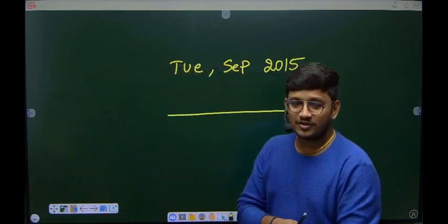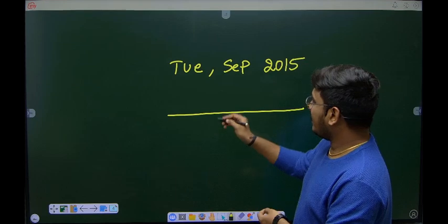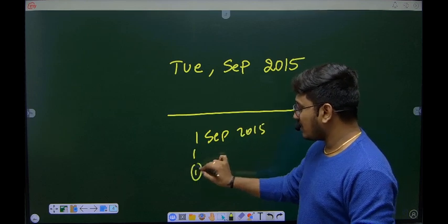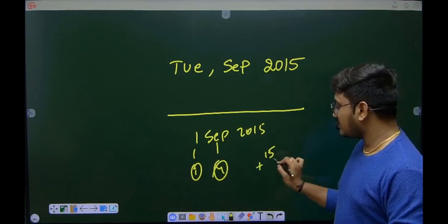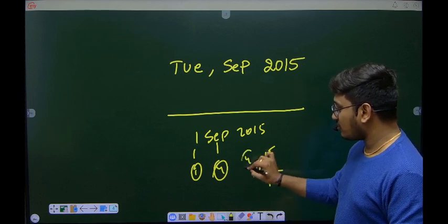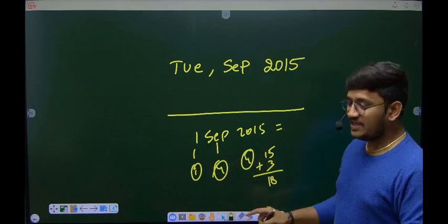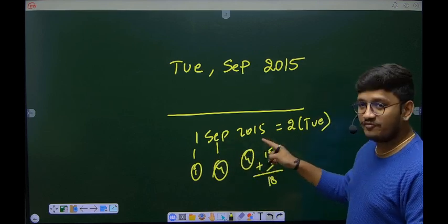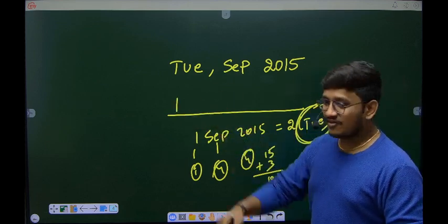Okay, let me calculate it for you so that you will get confirmation of what the actual answer is. Let me take 1st September 2015. 1 means 1, September means 4, 2015, 15 means 15 odd days, plus how many leap years, 3. So that means 18. 18 means 4. 4 plus 4 plus 1 means 9. 9 means 2. 2 means Tuesday. Yes, exactly. 1st September 2015 itself I got as Tuesday. What a coincidence, right?